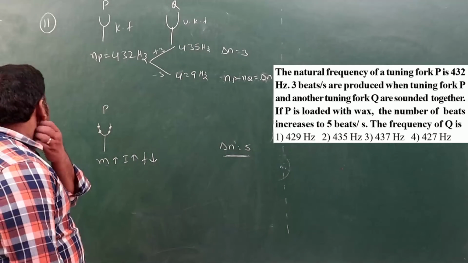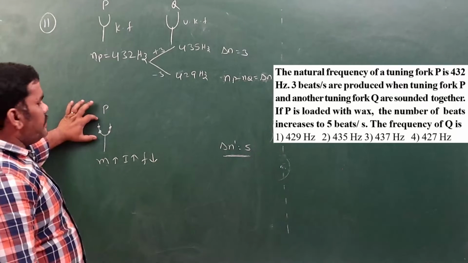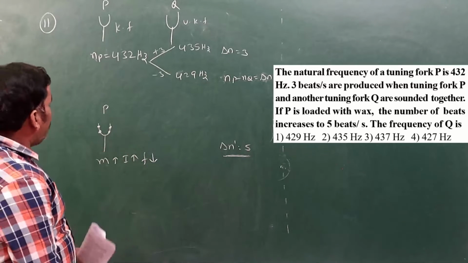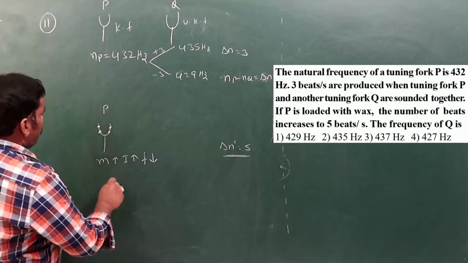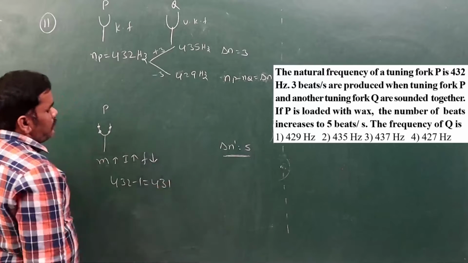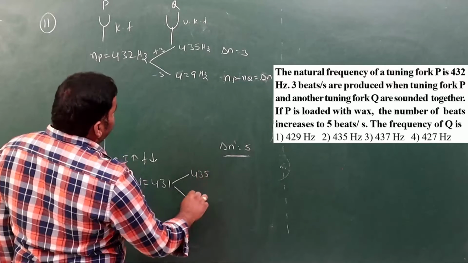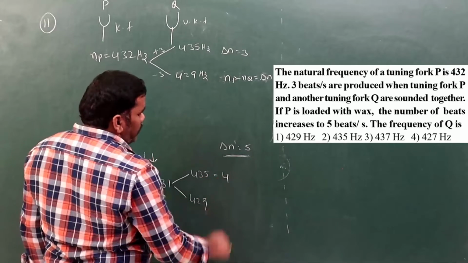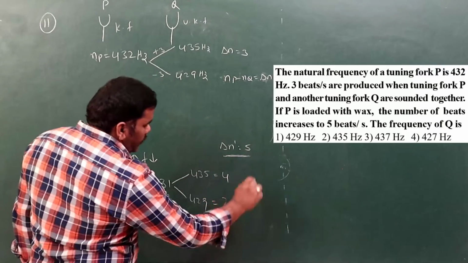Okay. So here what happens? P tuning fork is added with wax. Wax added means mass increases, moment of inertia also increases, frequency will decrease. So now frequency decreases, which means I should consider the decreasing frequency as 1. So that is 432 minus 1, which is 431. This 431 is sounded with 435 and 429. So 431 and 435 gives 4 beats. 431 and 429 gives 2 beats.